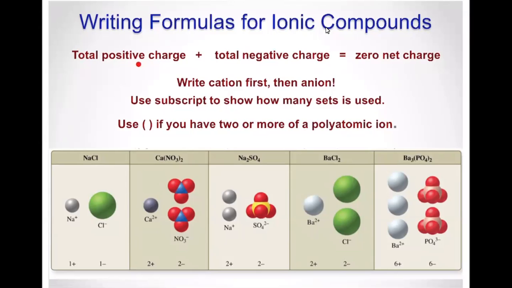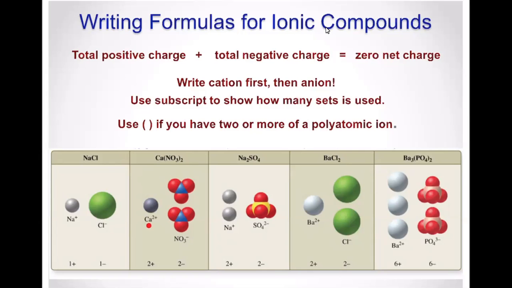Okay, so remember, the total positive and the total negative must equal 0. Write the cation first, then the anion. Use subscripts to show how many sets are needed. And use parentheses if you have two or more polyatomic ions. Okay, so we just went over this example of sodium chloride, +1, -1.